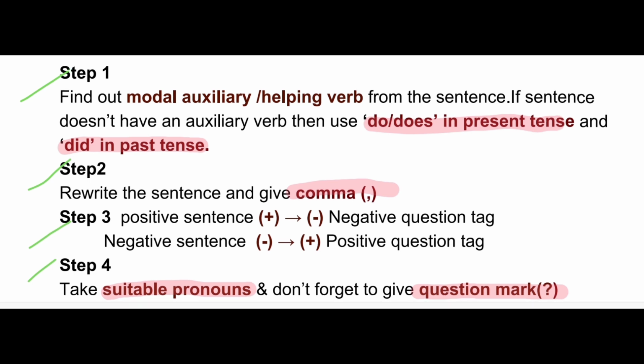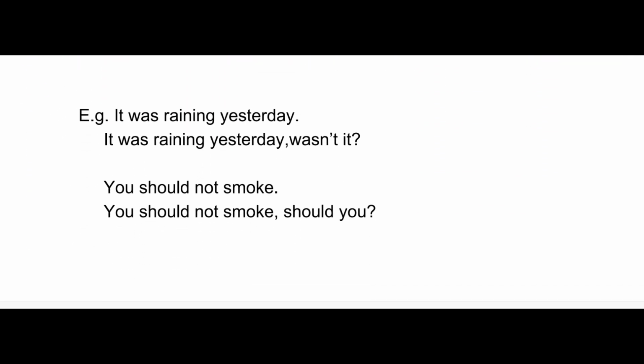Let's solve some examples. It was raining yesterday. Okay. First we have to identify the modal auxiliary. Which one is the modal auxiliary or the helping verb? Was. Sentence is positive. So our question tag will be negative. So was plus not. Wasn't. Wasn't it?